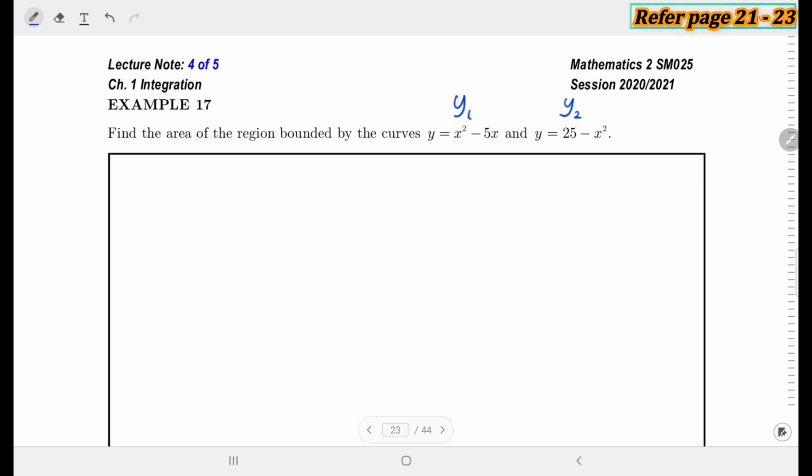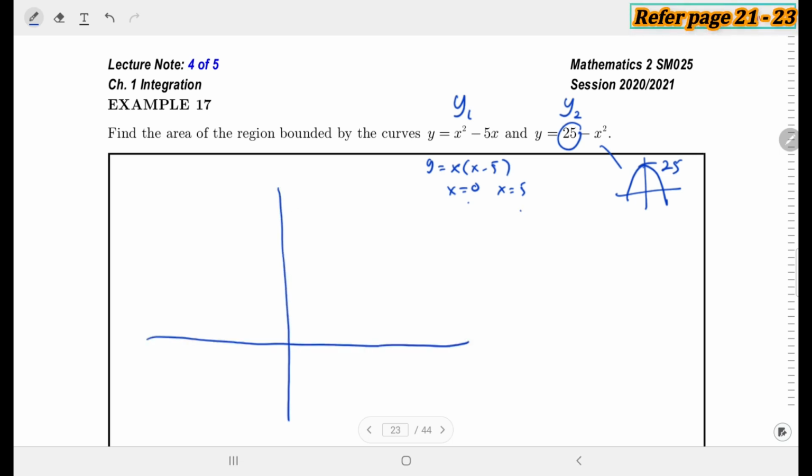To sketch, this is a positive quadratic function, x squared minus 5x, so x times x minus 5. So the roots are x equals 0 and x equals 5. While on the other side is a negative quadratic that will intersect the y-axis at 25. So it's very simple, find the roots at 0 and 5. So let's start to sketch, just a simple sketch.